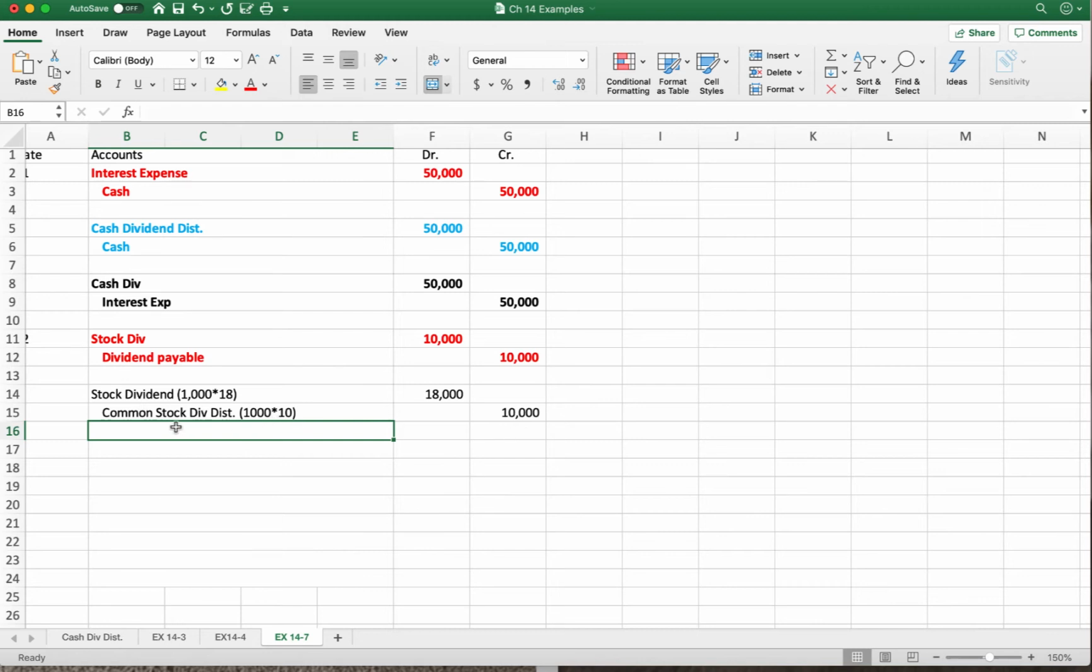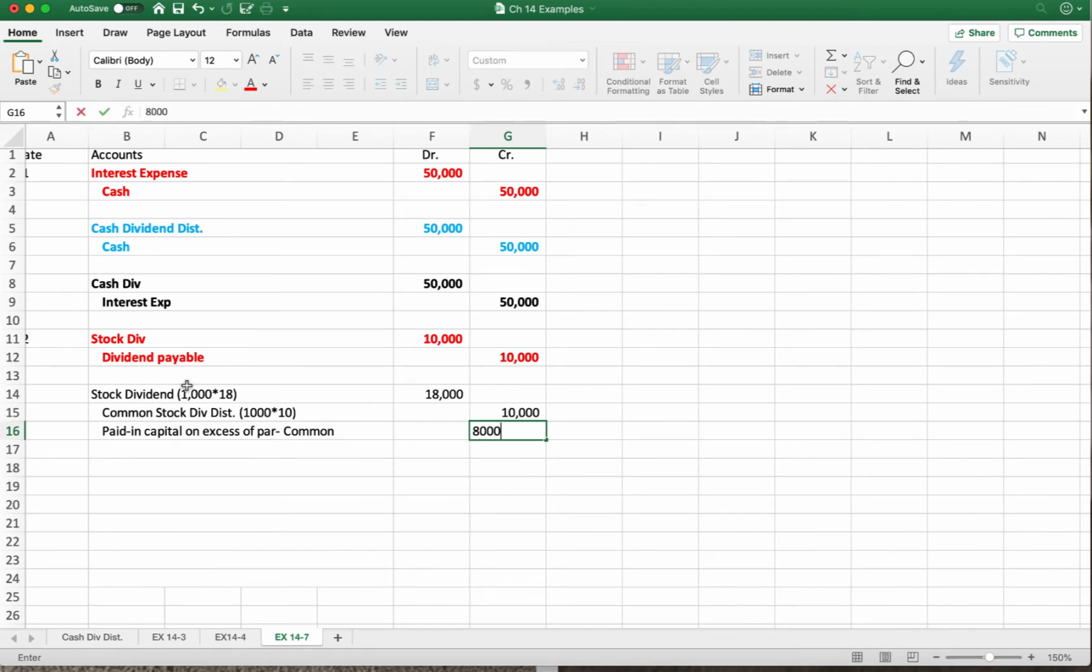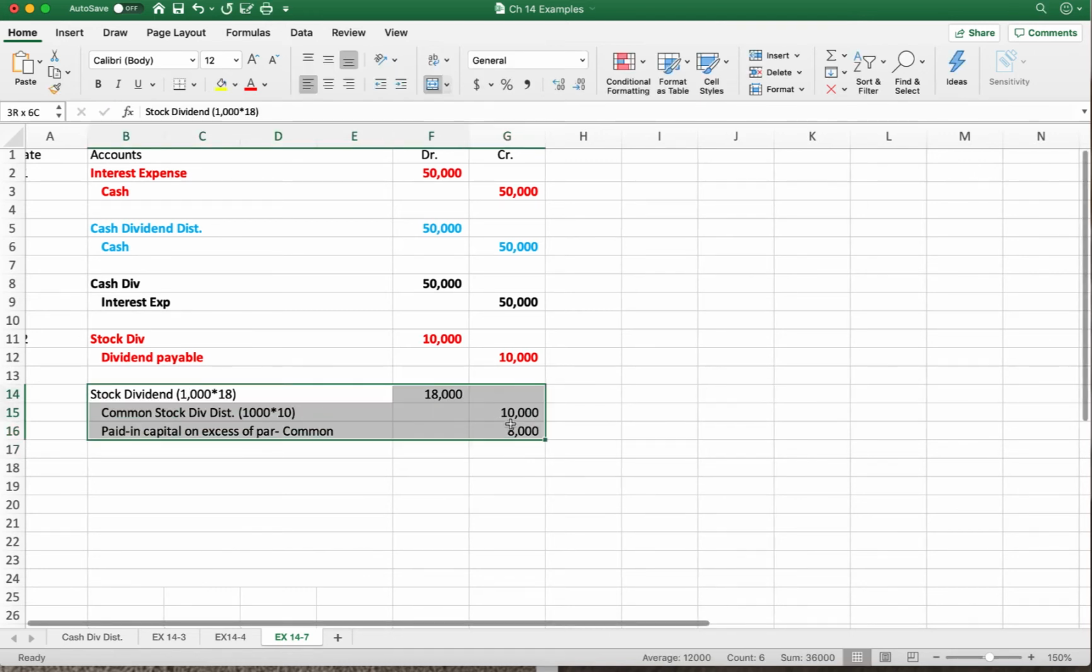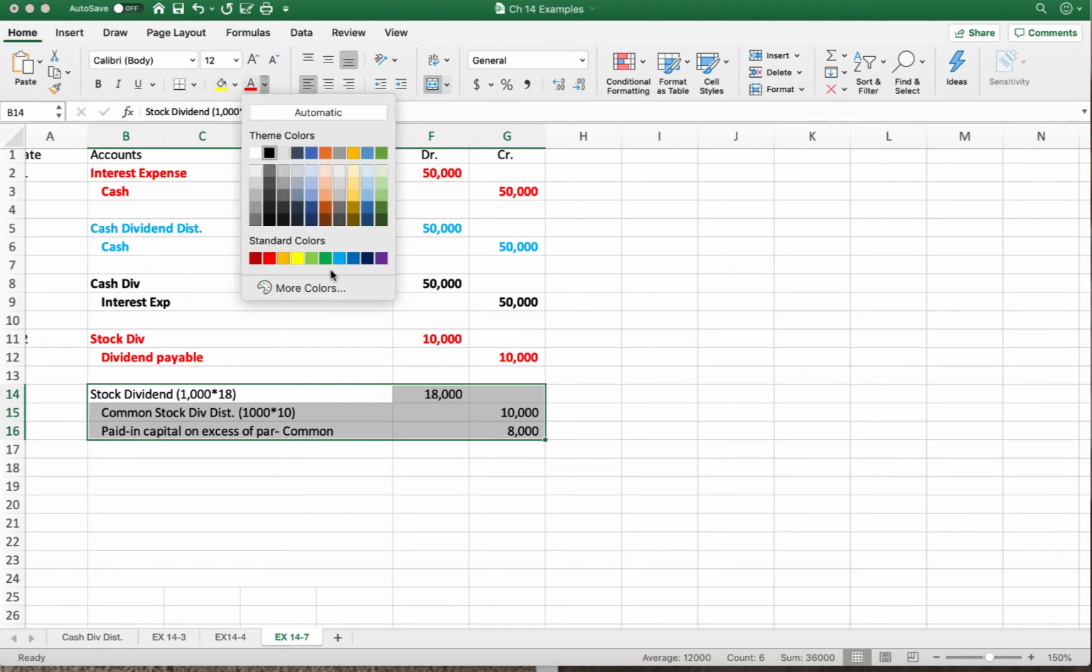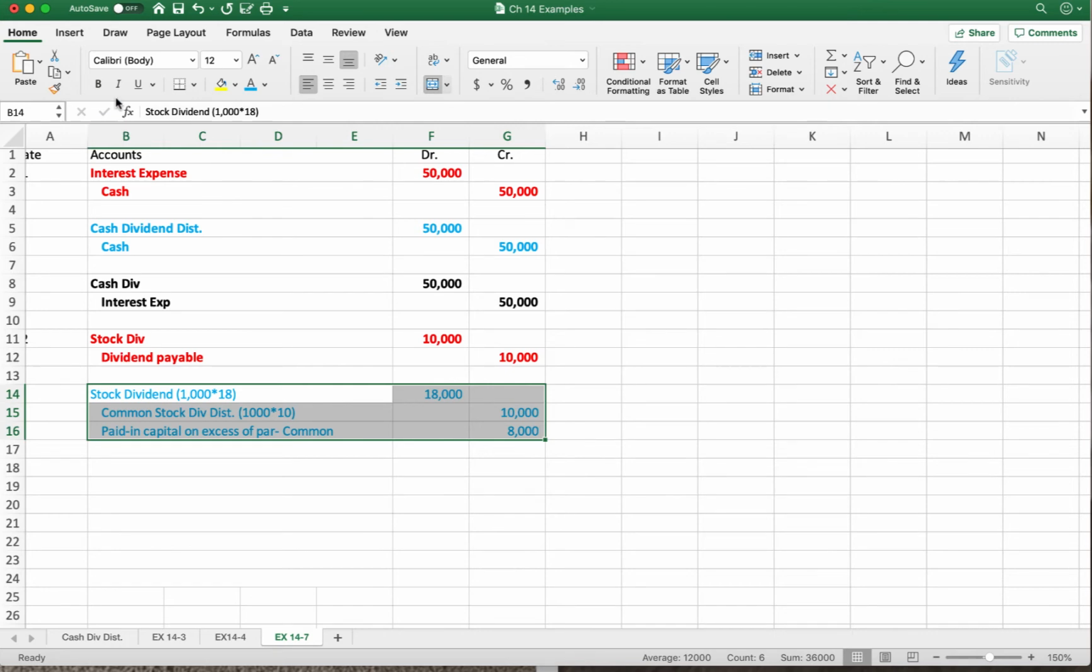We have a difference between the common stock and the stock dividend, right? $8,000. We should have credited paid in capital in excess of par, common, for the difference. The $8 times the 1,000 shares gives us $8,000. Okay? I'm going to bold this and make it blue. What does this mean? This means what we should have done. We did not do that.